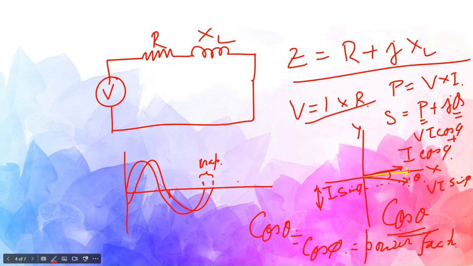So total power, how will it look? Total power is also called apparent power. I'll come to that later on. Apparent power is V I cos phi plus j V I sin phi.